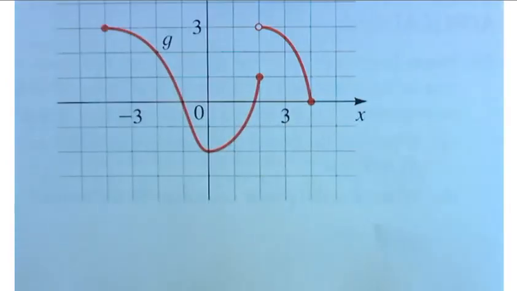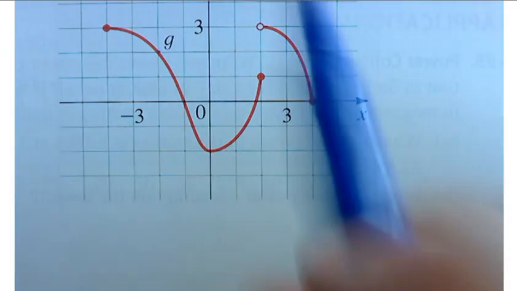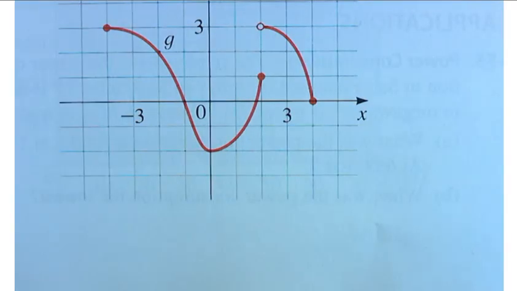Let me see if I can zoom in a little bit more, make that a little more legible. Let's continue. Are you okay with that? Could you find g of 0? What would g of 0 equal? g of 0 would be negative 2.